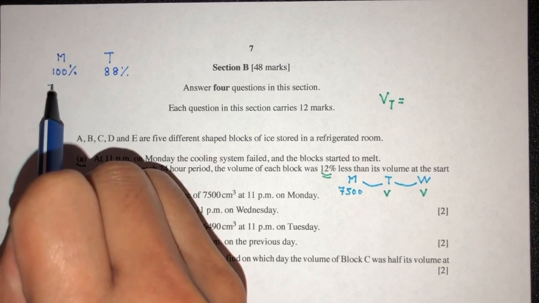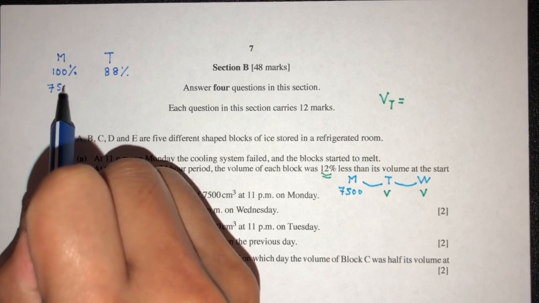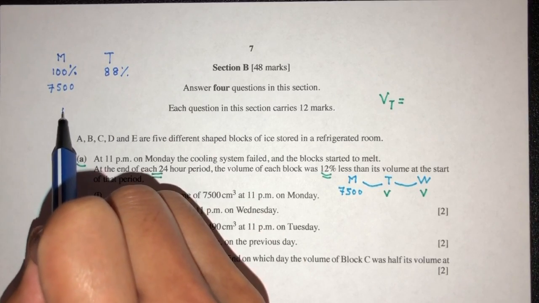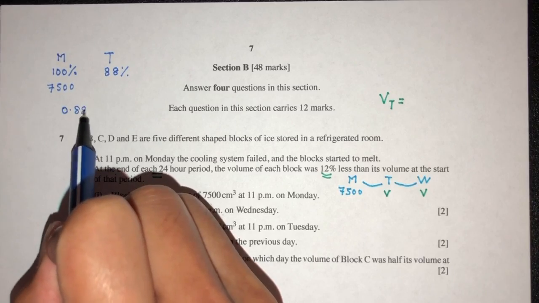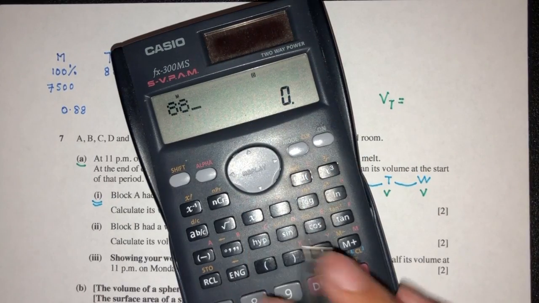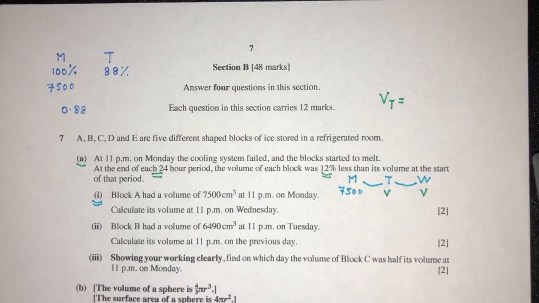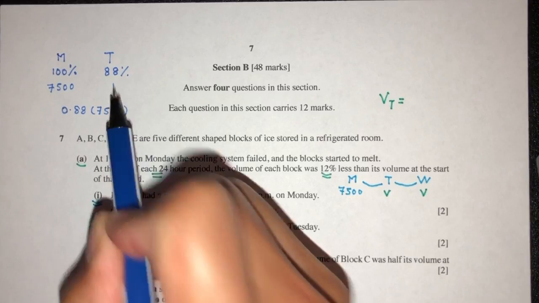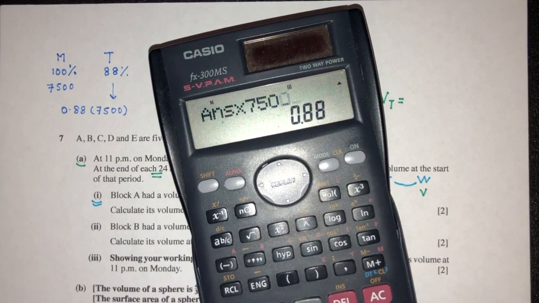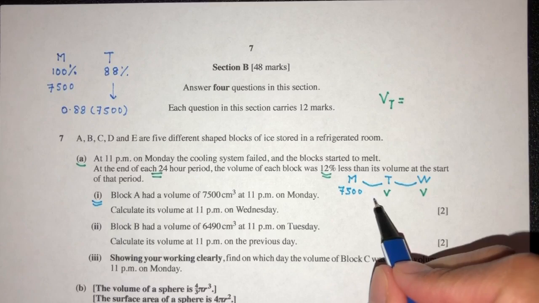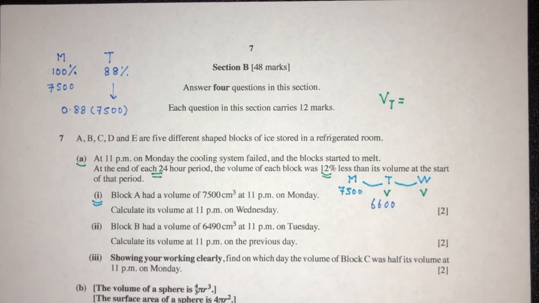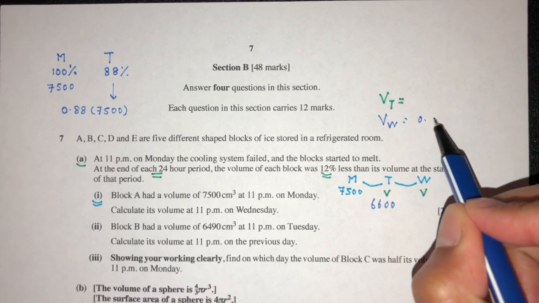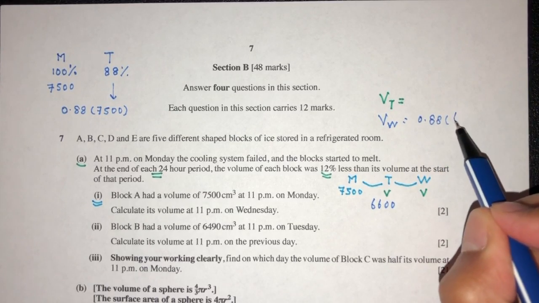Now we know the volume was given to you as 7,500 on Monday. So if 100% is this much, what is this one? It will be just 88% is 0.88, because you have to know 88% is simply 88 divided by 100, that will be this, times the initial amount, that will give you this. So times 7,500, that will give you, Tuesday will be 6600. Now what is the volume of Wednesday? So volume of Wednesday, same steps, 0.88 multiplied by the volume on Tuesday now.